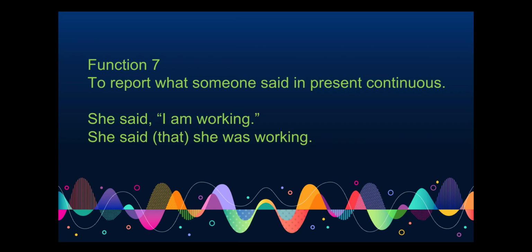Function 7. To report what someone said in present continuous tense. So someone said something in present continuous tense, and when you report, you will use past continuous tense. She said, I'm working. She said she was working. Or she said that she was working. The exact words of the speaker were, "I am working." But when you report these words to someone else, you would say, "She said that she was working."